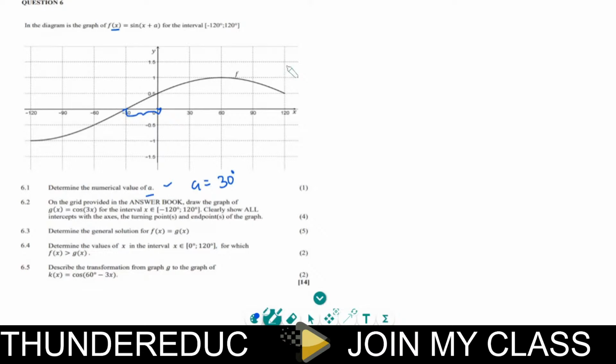Then on the grid provided, draw the graph of cos of 3x within the same interval. So I'm going to use that graph and probably my table method. So we have the cos of 3x, and we're starting from -120 and ending at +120. And our step is still 30, which is fair enough.